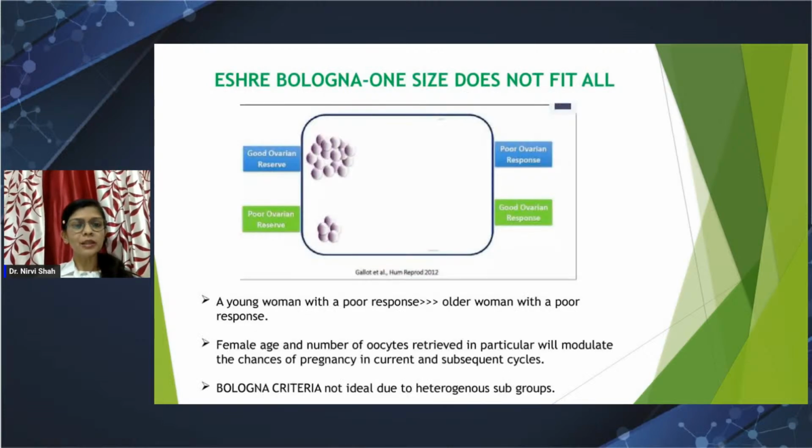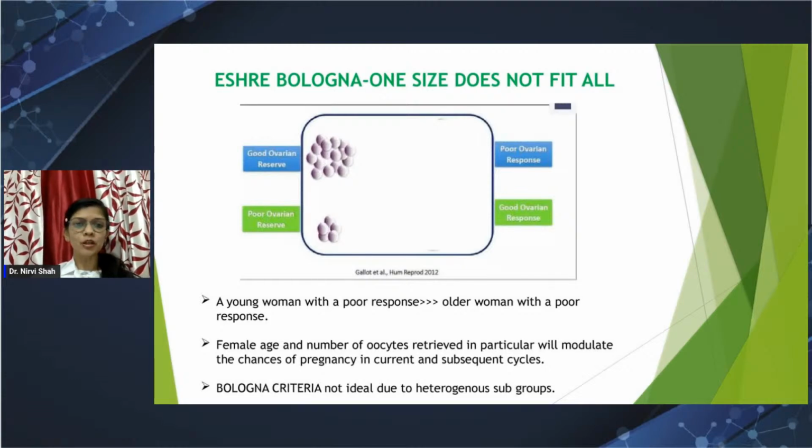Now, this Bologna criteria was not very ideal because there were a lot of debates around the same. Reason being that the Bologna criteria had a very heterogeneous group with respect to age. Okay, like there may be a good ovarian reserve, but the response was poor, or else when there was a poor ovarian reserve, but the response was good. Okay, they didn't consider the age group of 35 to 40. A young woman with a poor response still has a better chance at conceiving a euploid embryo compared to an older woman with a poor ovarian reserve.